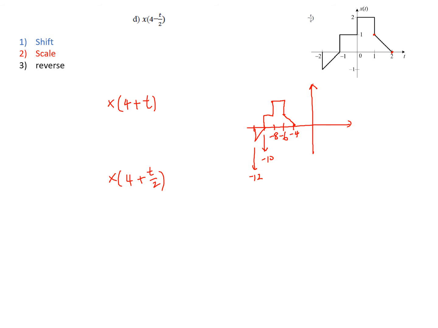And finally, the x of 4 minus t over 2. So this one is a reversal. So everything goes to the positive side now. So instead of negative 4, now it becomes 4. Then this one is a 6. Then this one is 8. This one is 10. And this one is 12. And it now reflected on the y-axis. So it will look like this. And therefore, this is the final answer.